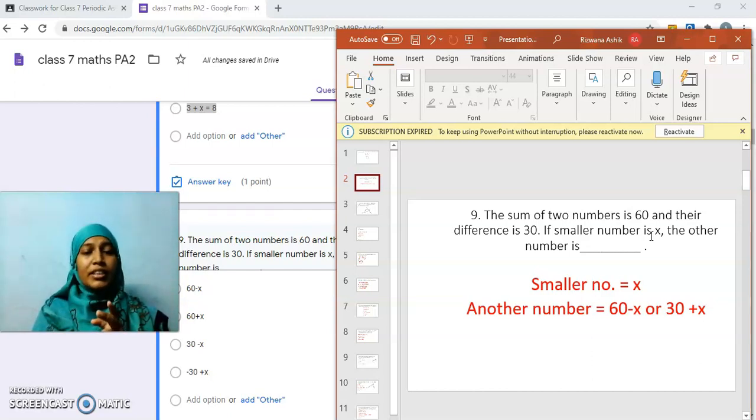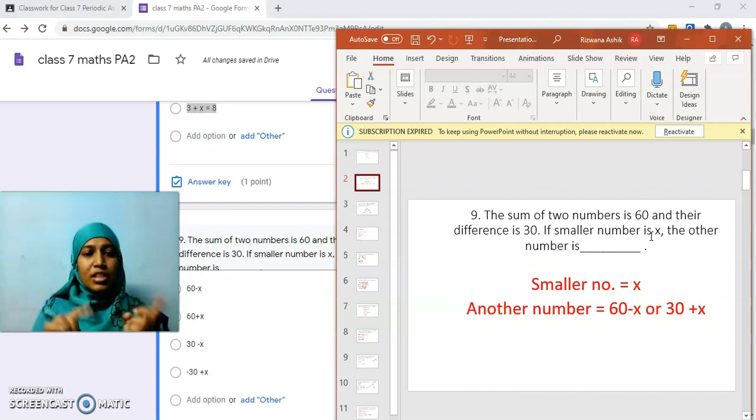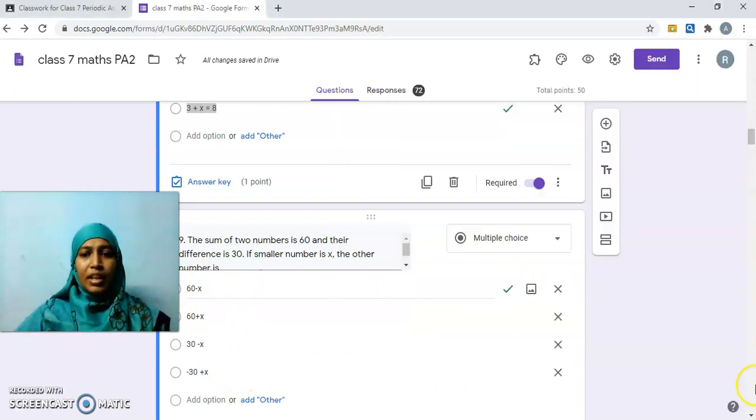Otherwise, think of it in the way of difference. They are saying that the two numbers' difference is 30. So the bigger number will be greater than 30, so it is 30 plus x. Which option is there? 60 minus x or 30 plus x? Here many of you got confused in this question. 30 plus x means minus 30 is there. It is wrong. So we have only option 60 minus x. Did you understand, children? This is a little tricky question. If out of 10 questions, only 1 or 2 are tricky. Now 60 minus x is the right answer.